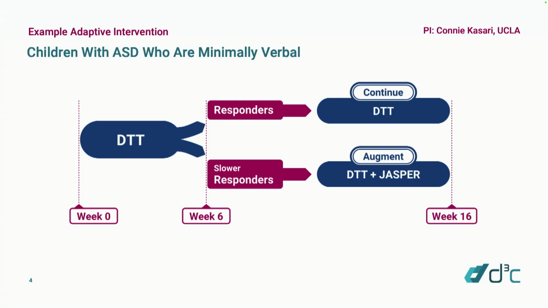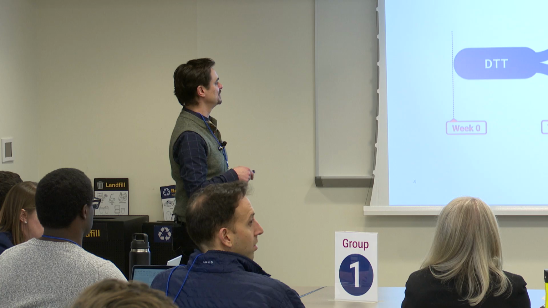So here's an example. Ooh, where's Connie? Oh, she's okay. So this is an example inspired by Connie, who you'll get to ask 20 questions later today. In this example adaptive intervention, this is not yet a study. This is still an example adaptive intervention. These are children with ASD, autism, who are minimally verbal. Connie was one of the first, if not the first person, to run a randomized trial, definitely the first to run an optimization randomized trial among minimally verbal kiddos.